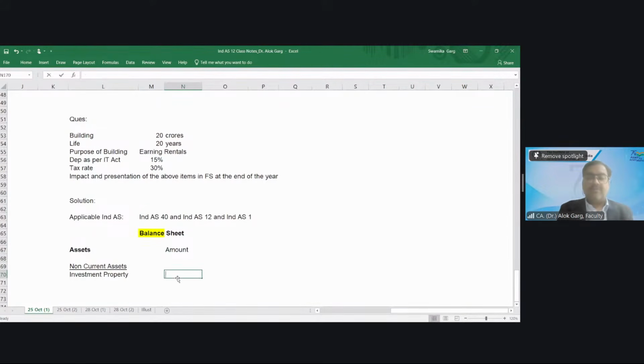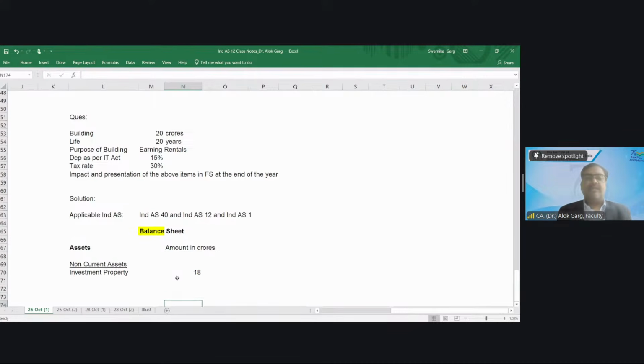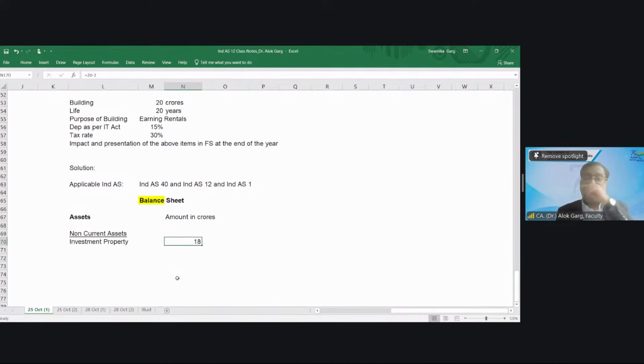Investment property: your gross block is 20 crore, minus depreciation of 2 crores, so the amount is 18 crores. Then your deferred tax implication also. What is your deferred tax implication? The book base, the carrying amount at the end of the first year, is 18 crore.